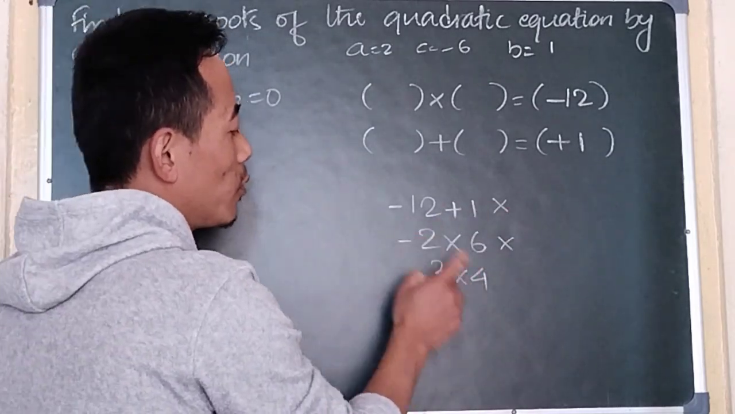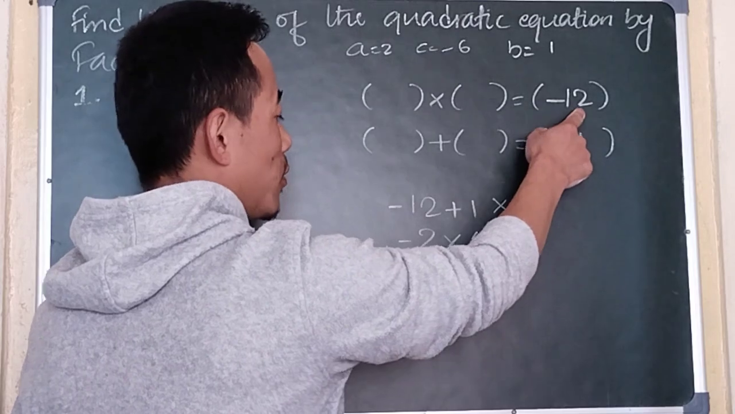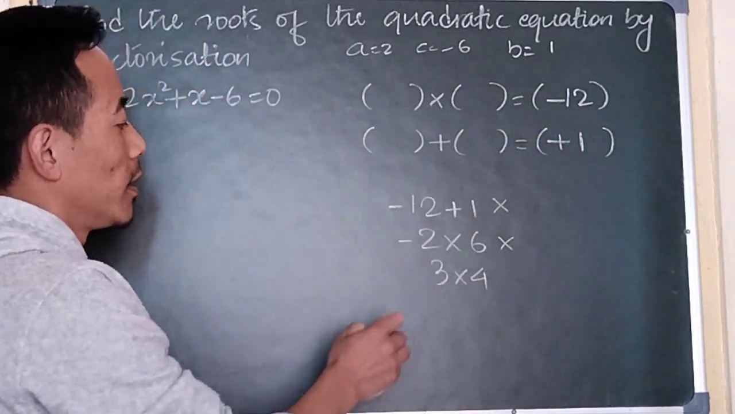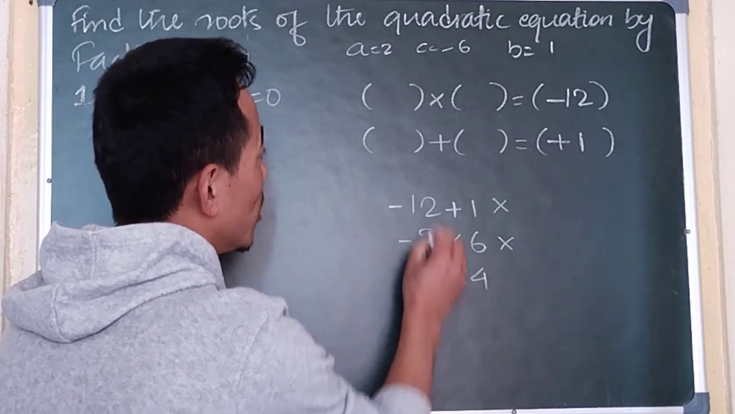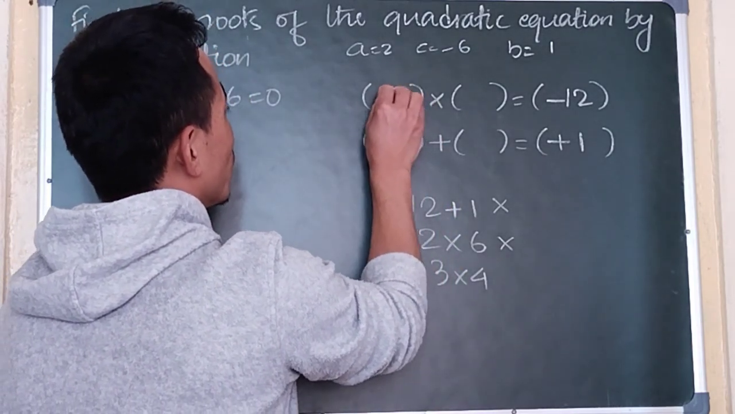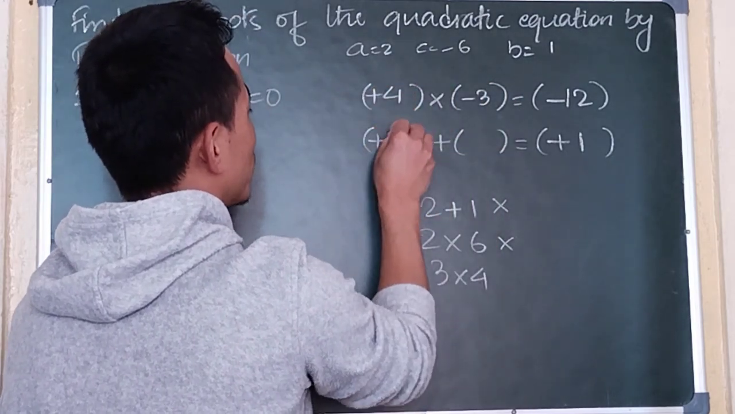Now if you take 3 into 4, and if you multiply 3 into 4, you will get 12 obviously. And if you add, will you get 1? Yes. Here if you take the number as minus 4 and here minus 3, that is plus 4 and minus 3.